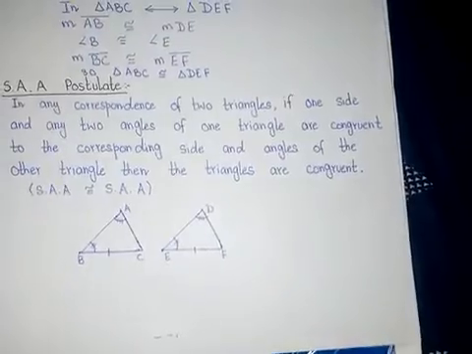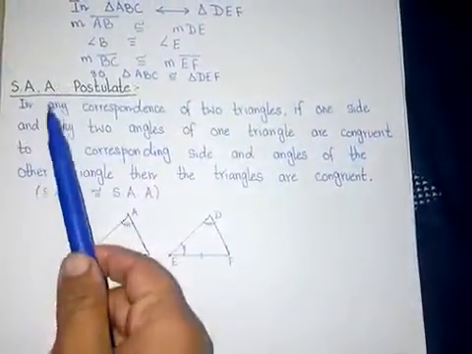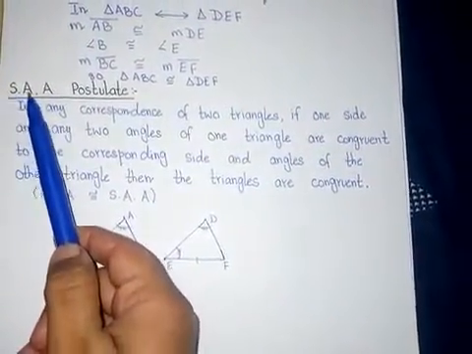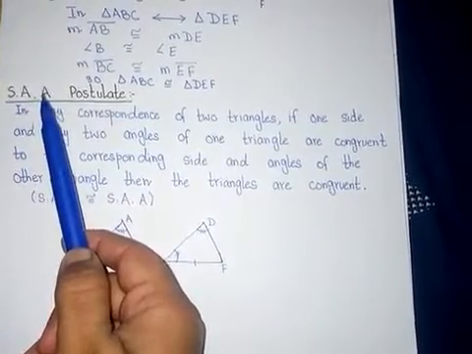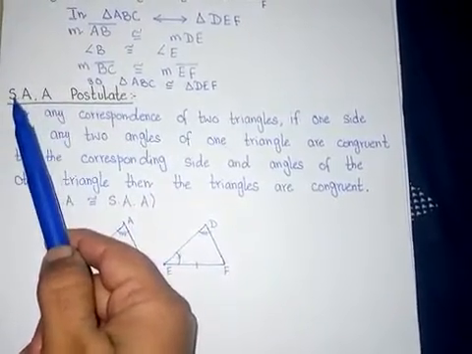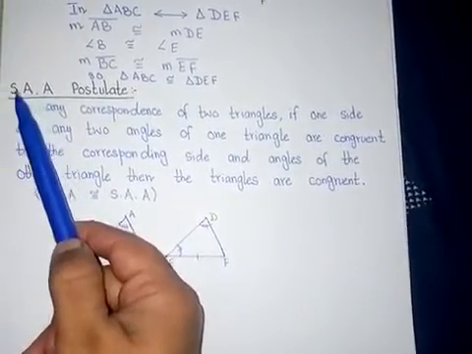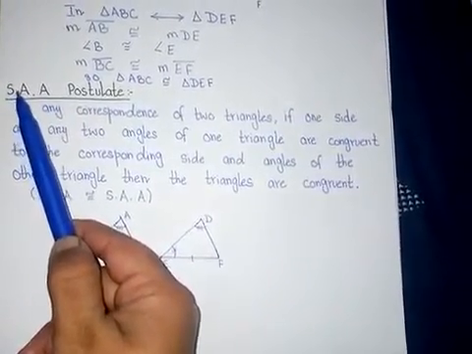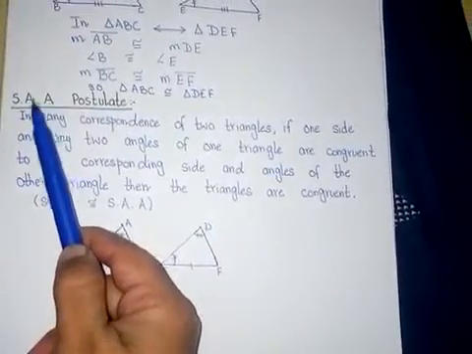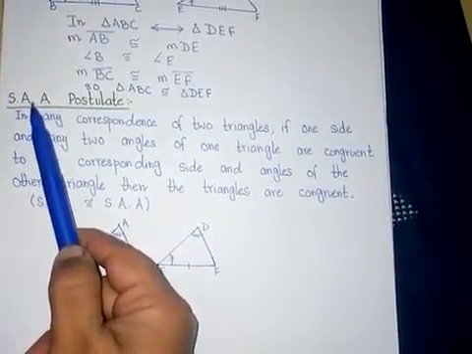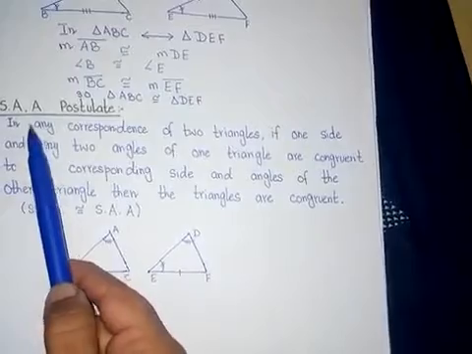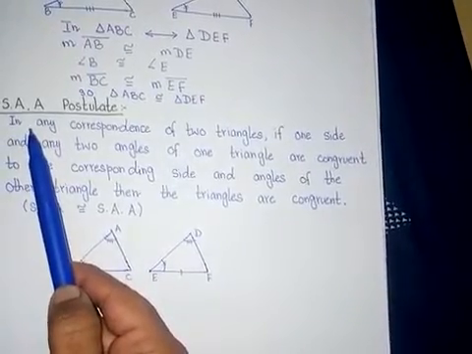Okay students, now we have our next definition, which is SAA. Again you can see S stands for side and A stands for angle. So now we are dealing with a side and its two corresponding angles. Clear? So again we will start the definition with the comparison.